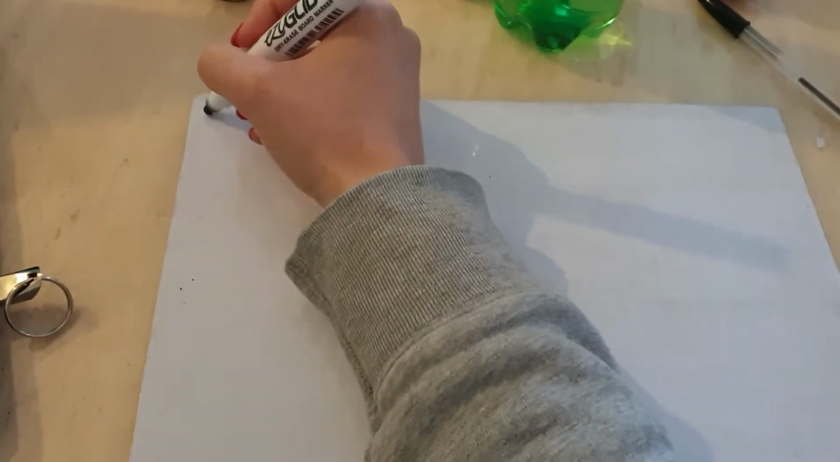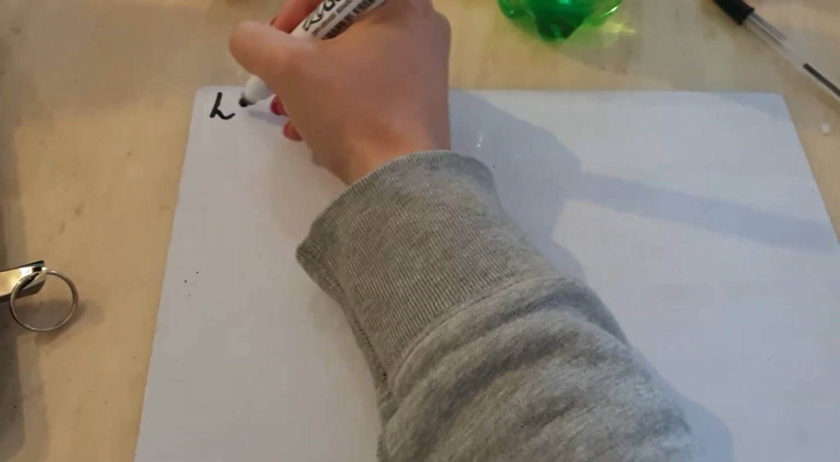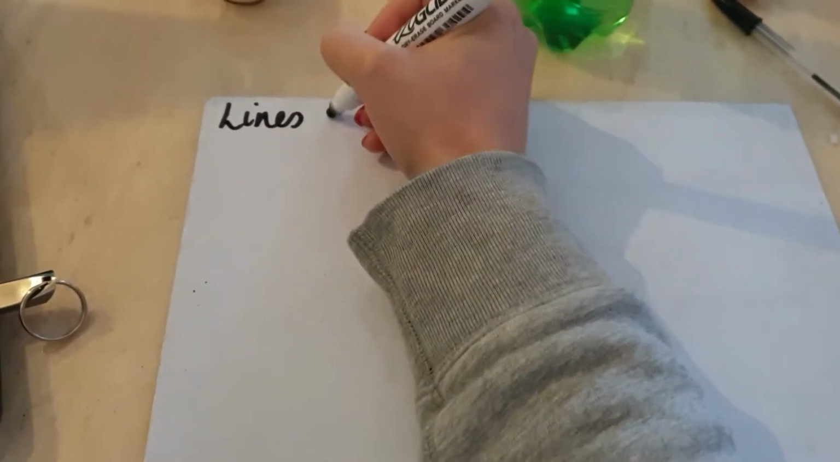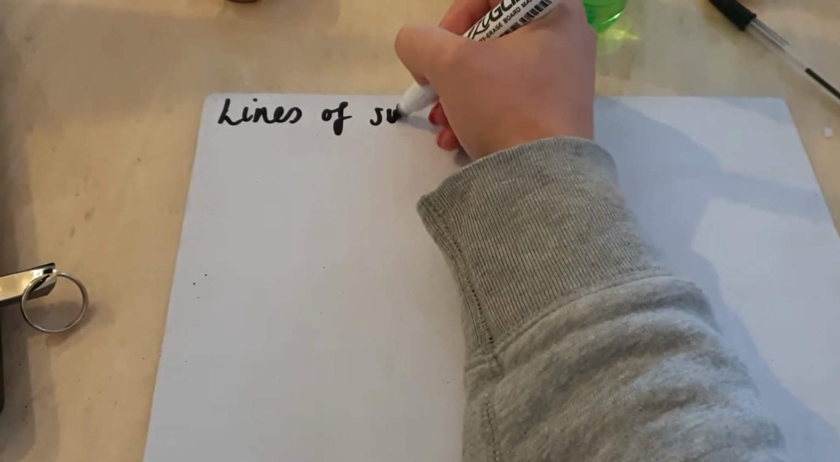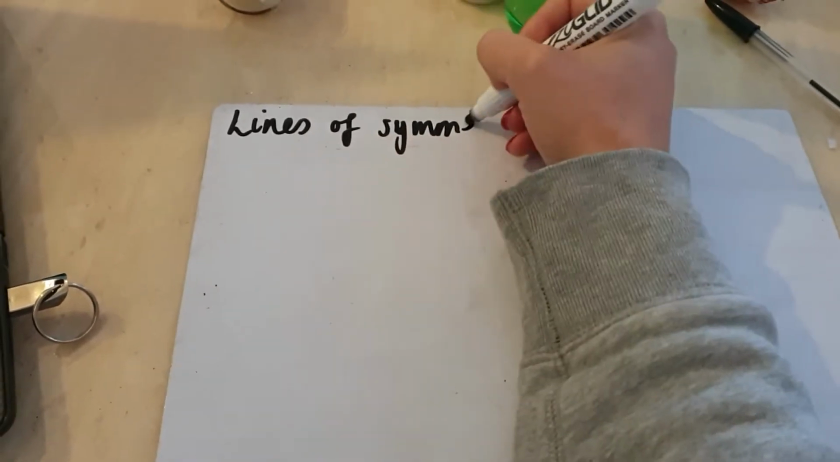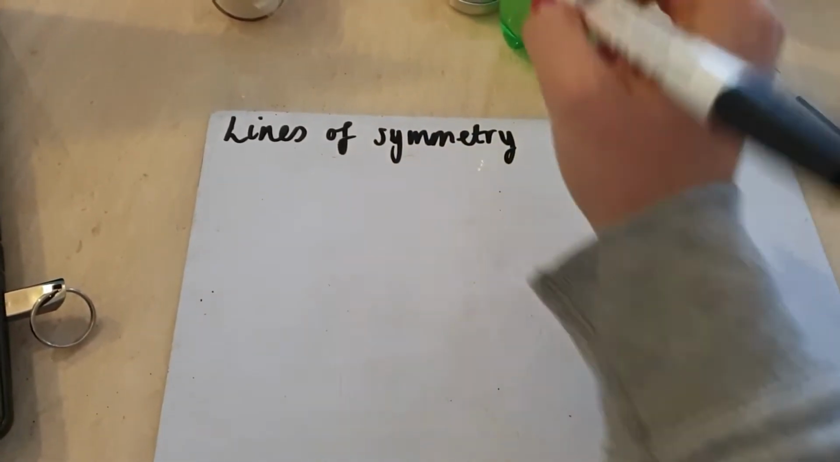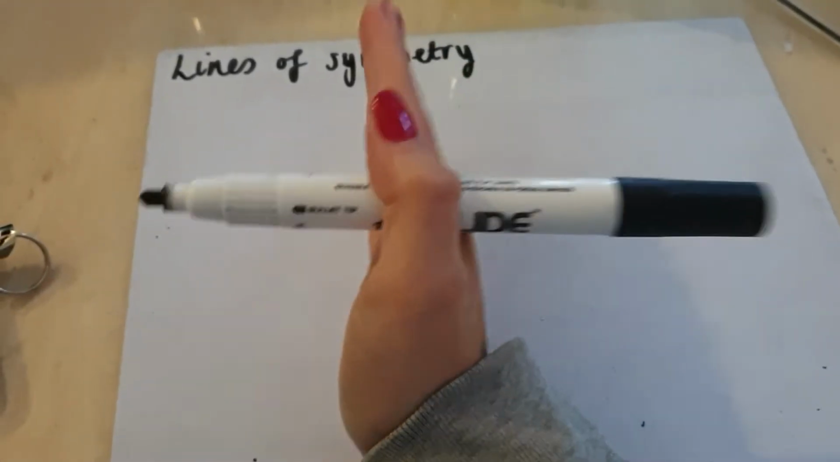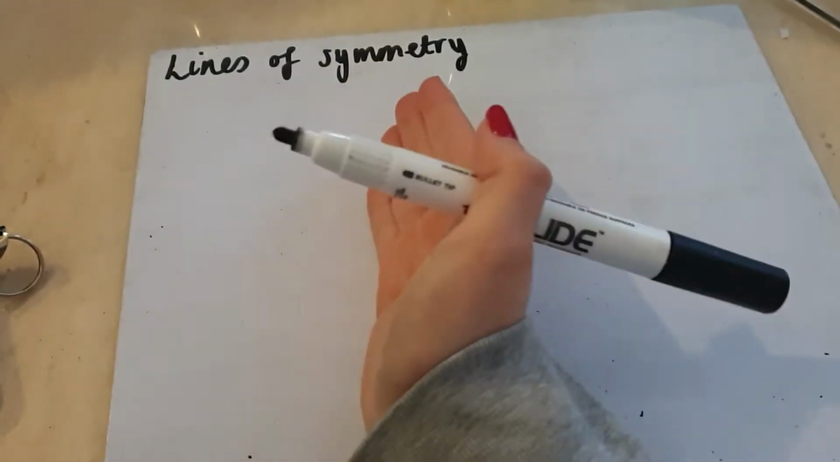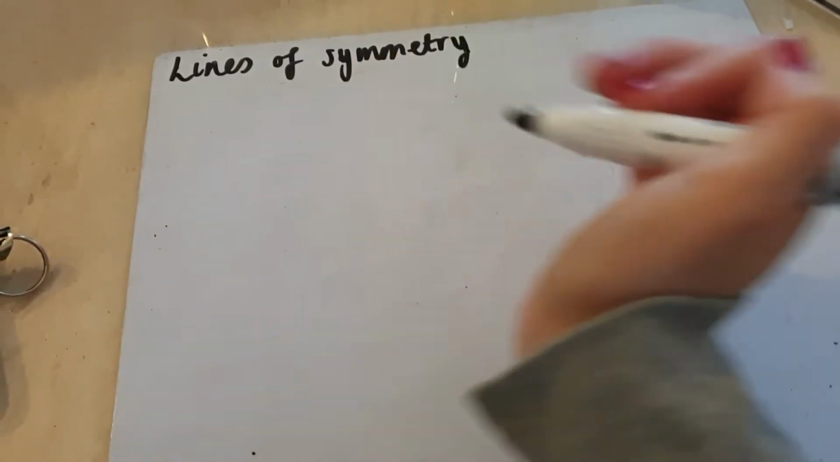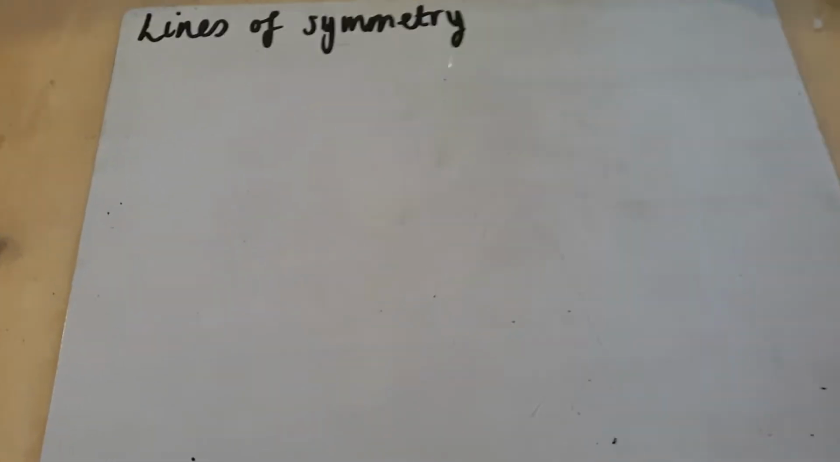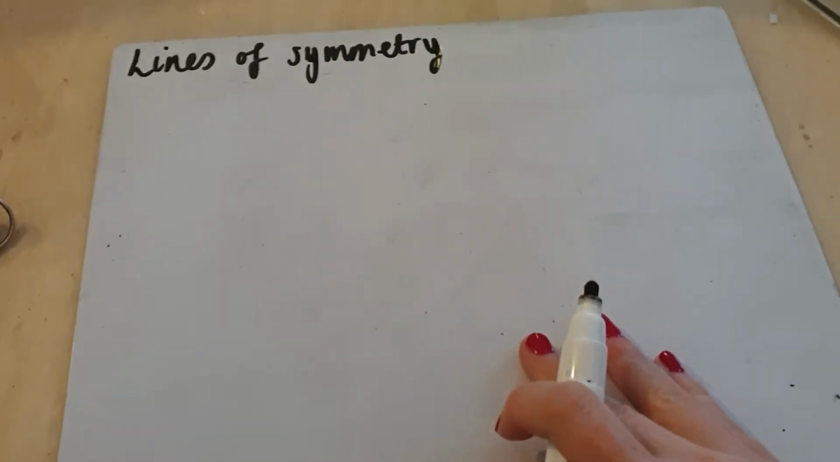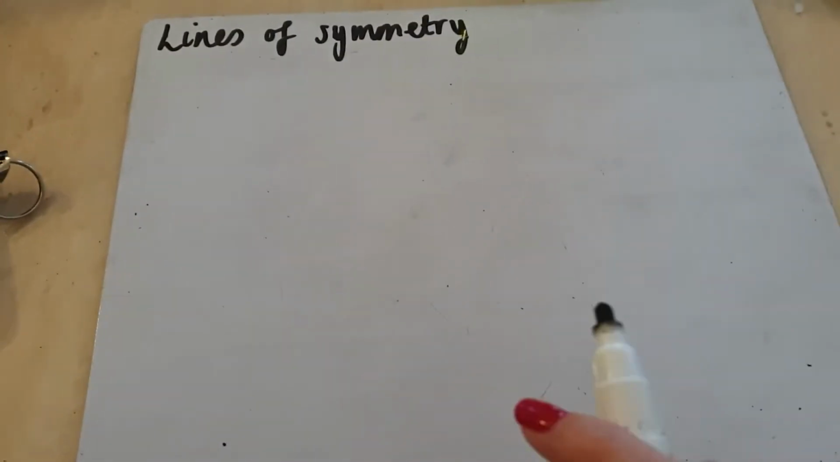I hope you're okay. For this video we're going to be looking at lines of symmetry. A line of symmetry is basically if you were to cut something in half, or you were to have a mirror, it would still look the same either side, okay? What we're going to do today is look at some shapes and discuss the lines of symmetry in them.